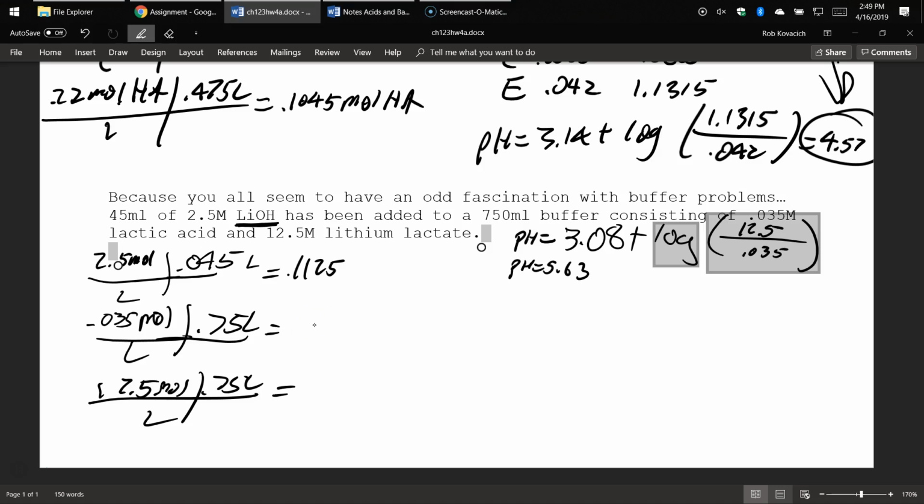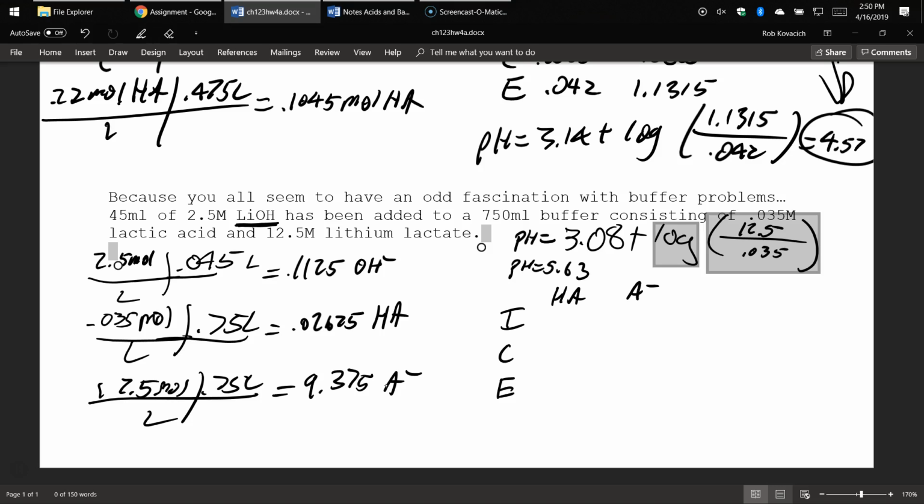All right, so this one is 0.1125. Oh, I know why I did it now. And then this one is 0.02625. And this is OH. And this is the weak acid. And then this one is 9.375. There. Okay. So then I've got an ICE table. Weak acid, conjugate base. And so this is 9.375, 0.02625. Okay, so I've got 0.1125 moles of OH.